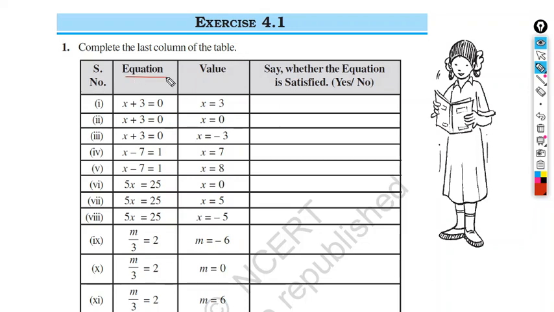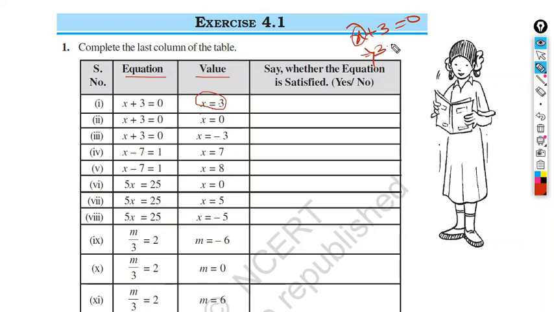Here the equation is there, the value is there. Say whether the equation is satisfied or not. Yes or no you have to write. In the first part, x plus 3 equal to 0, and it is saying that x equal to 3. Given is that x plus 3 equal to 0, implies now x equal to 3. Let's put the value of x here as 3.